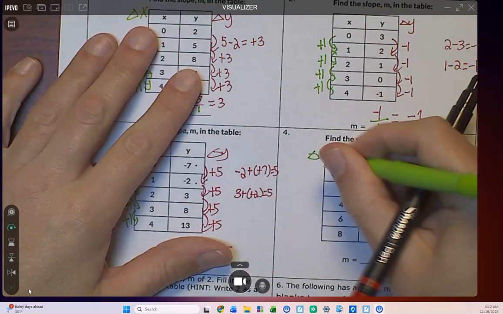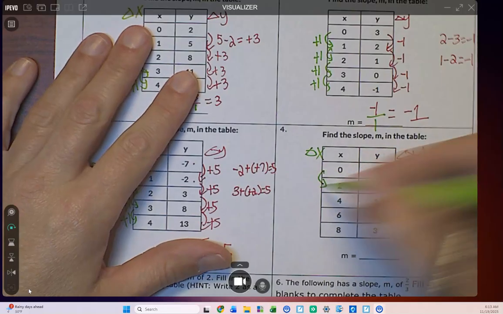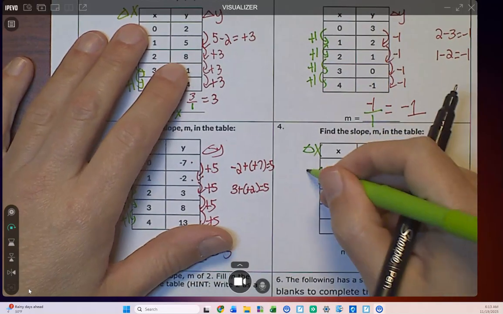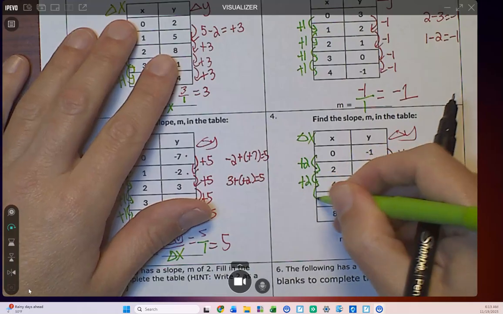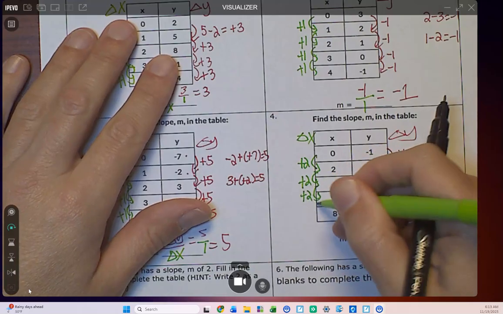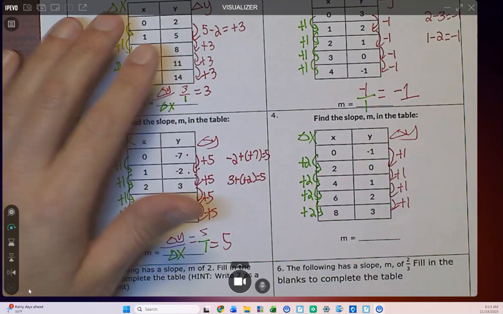Change in x. How much did that go up? Well, 0 plus 2 is 2. 2 plus 2 is 4. 4 went up 2. 6 went up 2. The change was 2.